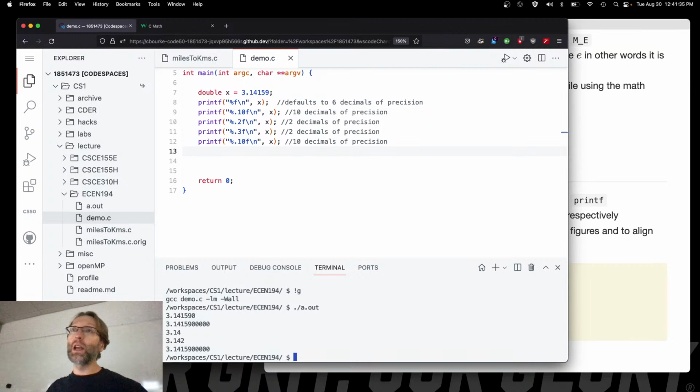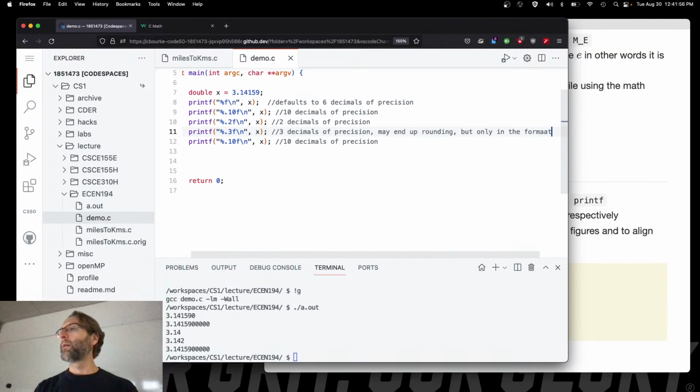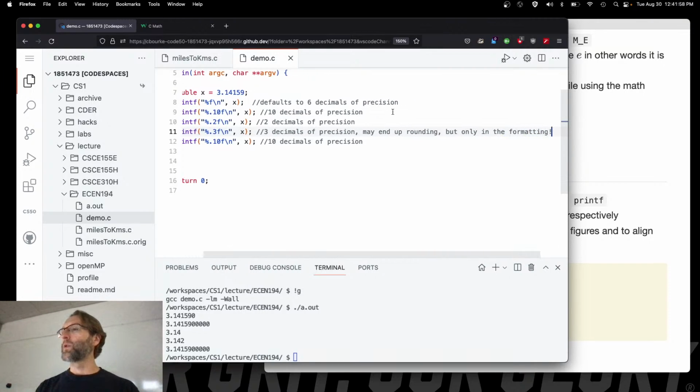It does not change your number. If you want to round to a particular decimal place, you're going to need a different solution that we'll talk about here in a moment. But otherwise, 3 decimals of precision may end up rounding for you, but only in the formatting, not in the actual number.